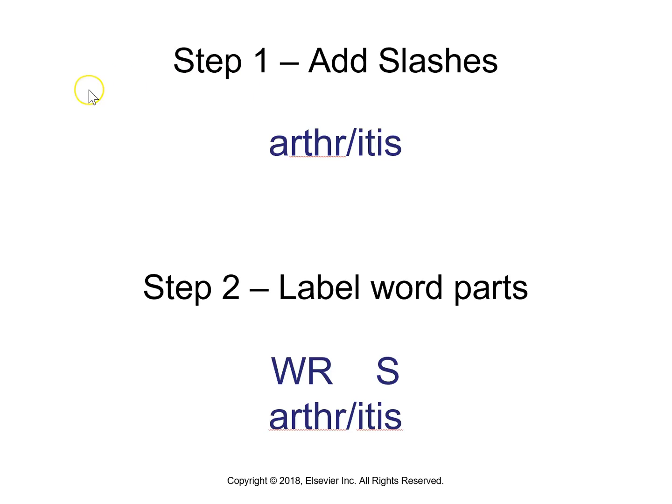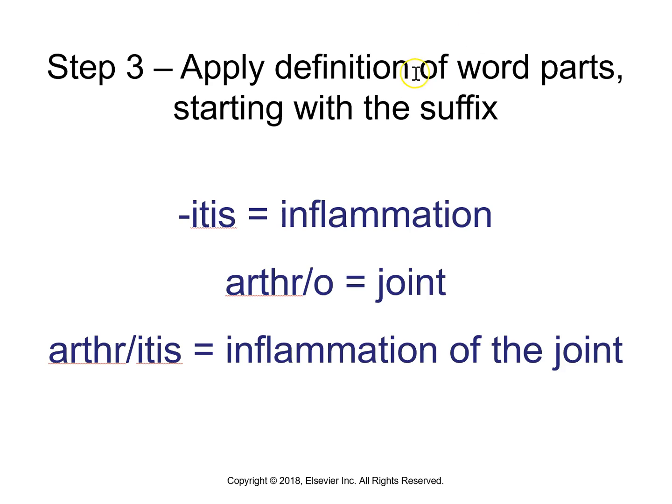So let's just learn how to do that really quick. Step 1 is to add slashes. You add slashes in between each word part. So we have the suffix here and we have the word root here, so we're going to put a dash in between. Then we want to label the word parts: S for suffix, WR for word root. Now apply the definition of word parts, starting with the suffix. Itis, inflammation. Arthro, joint. Arthritis, inflammation of the joint.